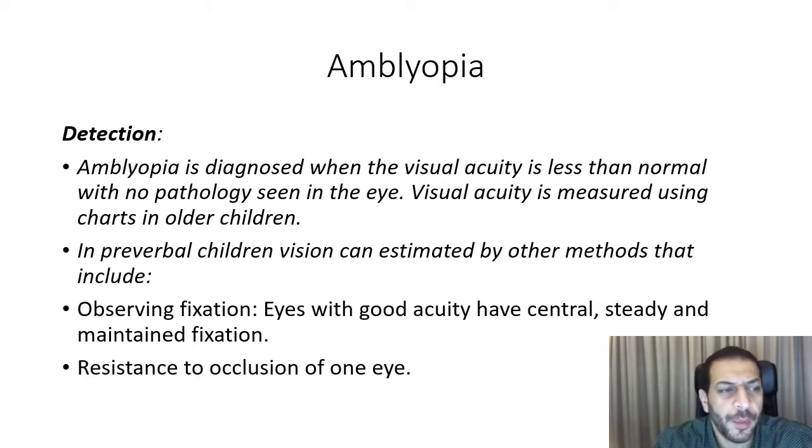How to detect amblyopia? It's diagnosed when the visual acuity is less than normal, with no pathology seen in the eye. In the very young children, you cannot really measure visual acuity with charts. You measure visual acuity using the fix and follow methods, or the preference if he prefers one eye over the other. In older children, you can use the charts. In very young children, these children would show resistance to occlusion of one eye. If he sees good in one eye and he doesn't see good with the other eye, the child would cry when you cover the better seeing eye.